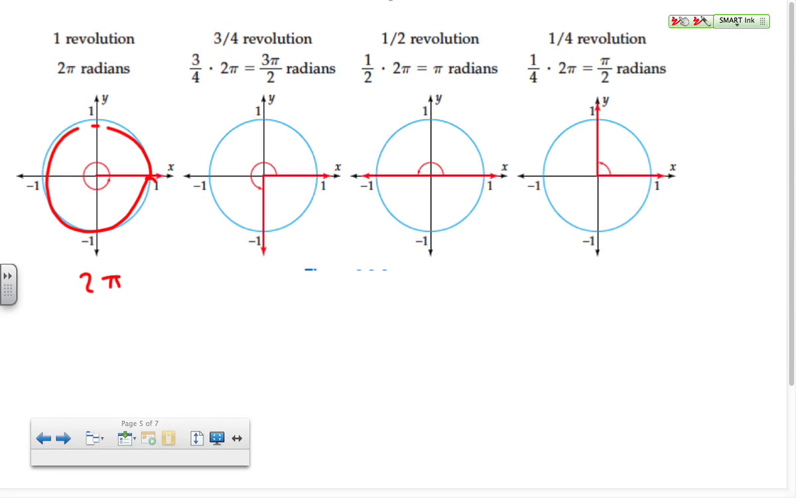Now you'll notice the second one, I went 3/4 of the way around. Okay, that's 3 pi over 2. If I were going to go just half the circle, okay, full circle is 2 pi, half the circle is pi, right? And 1/4 of the way up is pi over 2. Again, you will memorize these.